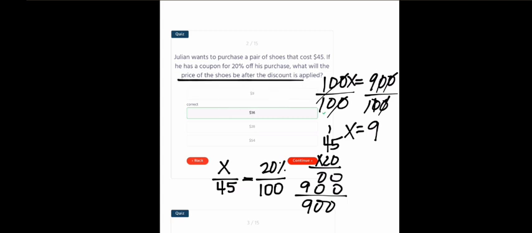The question is asking us for the price of the shoes after the discount, and this is just a discount. So now that I have the discount, I'm going to subtract from the original price, so I know the price of the shoes after the discount. 45 minus 9 is 36, and that gives me my correct answer.